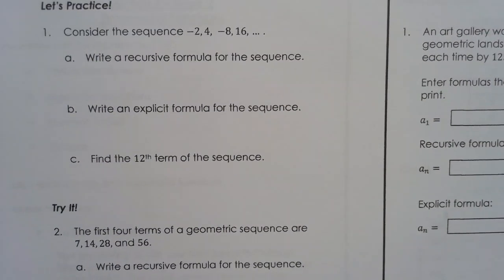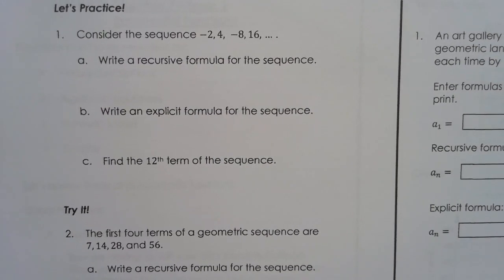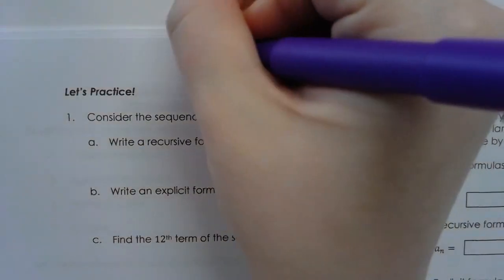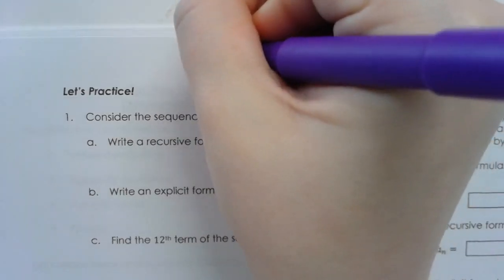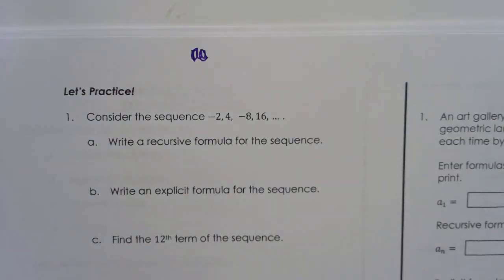So consider this sequence: -2, 4, -8, and 16. Write a recursive formula for this sequence. Let's identify some things about it from the start. So recursive formula, if you flip to the very back of your workbook, on the back cover, it says geometric sequences. Well, let's hold off on that. Sorry, don't flip there yet. Come back and we'll talk about that when we get to explicit, because the one listed in the back is actually the explicit formula.